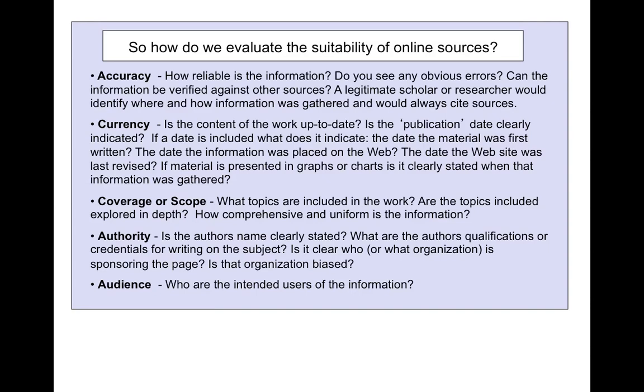When we're evaluating the suitability of sources, we're going to look for accuracy. Do you see any obvious errors, like the pool of people being surveyed or the data being simply too small? A legitimate scholar or researcher would identify where they got their information from. So, did they cite their sources? If they didn't tell you where they got their information from, then there's really a big problem. Any good researcher tells you where they got their information, and you're going to give what's called a works cited page or bibliography at the end that tells where your work came from. If they're not doing that, there's something really amiss.